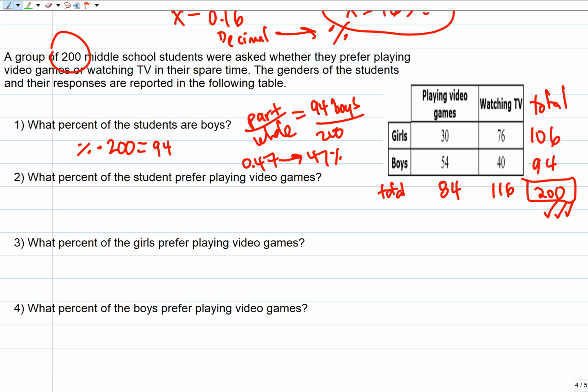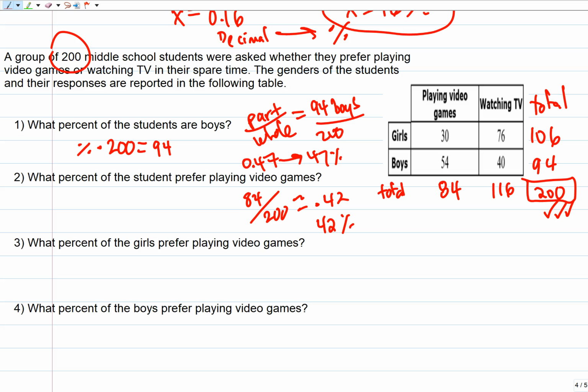What percentage of the students prefer playing video games? Well, how many students prefer playing video games? Well, there were 84 of them. That is the part out of the total 200. That ends up being 0.42. So what is that as a percentage? 42%.